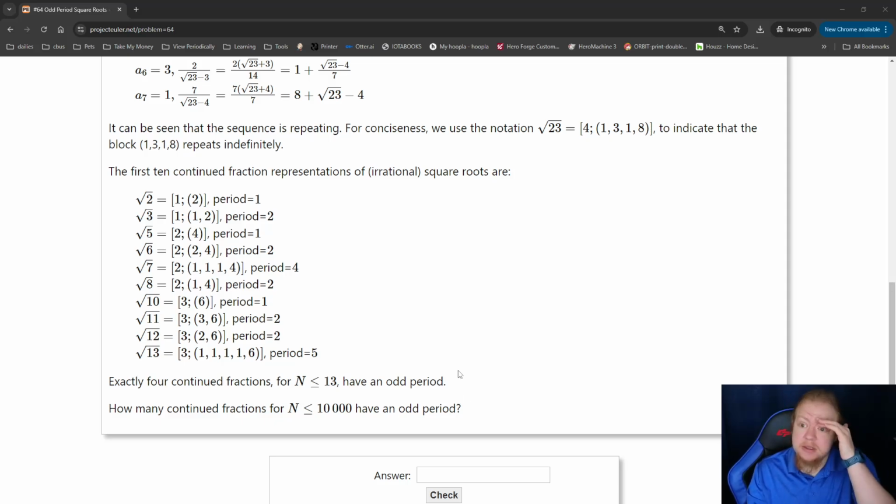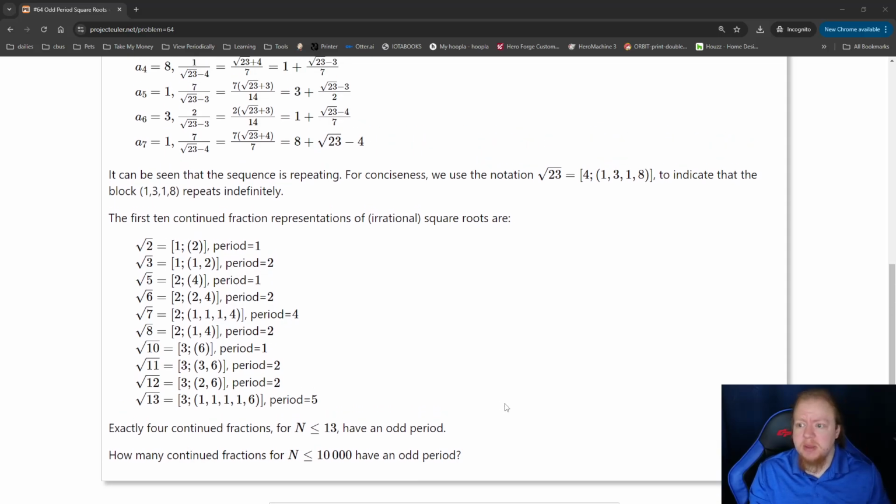Okay, so this is going to be interesting. A hard part is going to be determining what this period actually is.